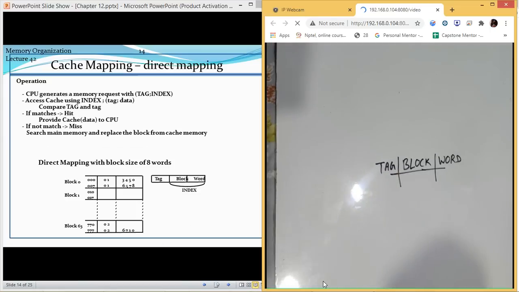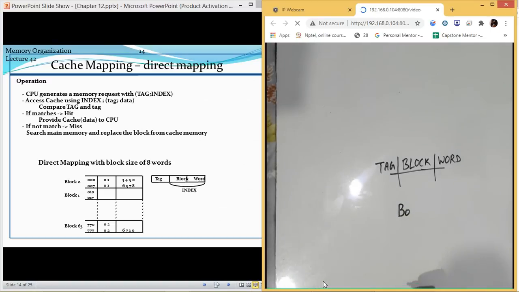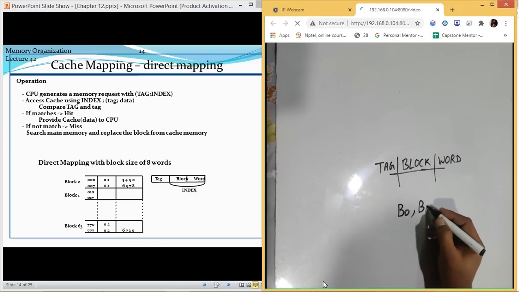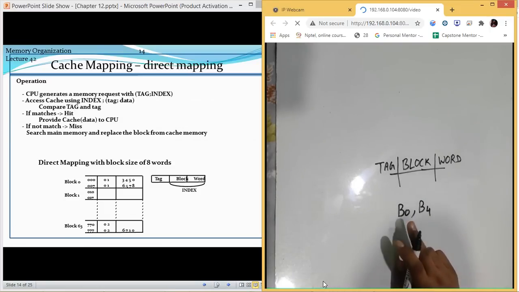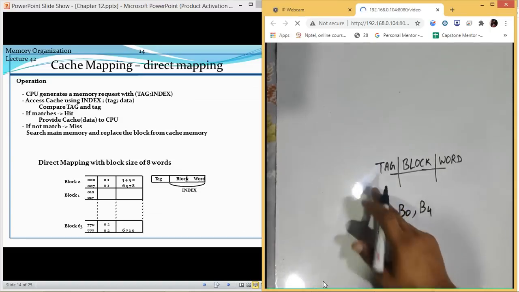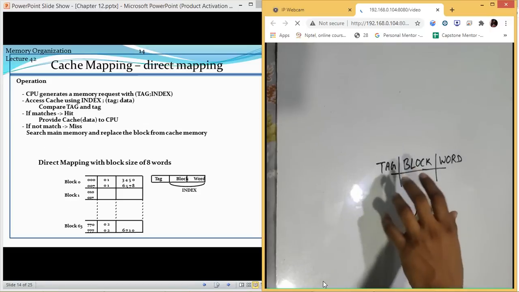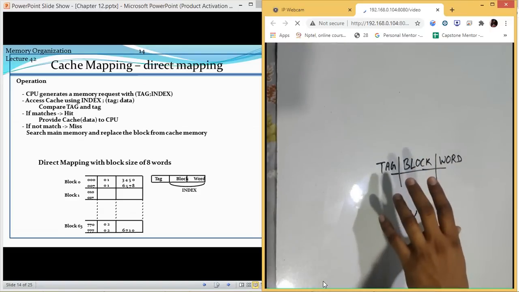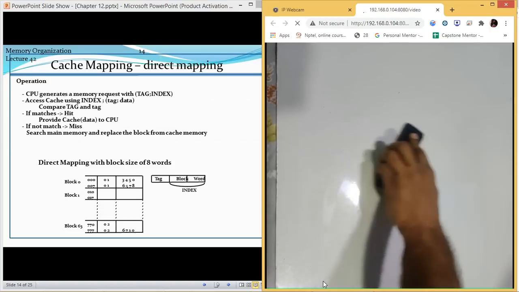If your memory was storing the block B0 and you required the data from block B4, it was not possible, because at one time either the B0 block or the B4 block will be there, since it is all related to your tag. So at one time only one block can be stored at a particular location inside the memory. That was a small problem with direct mapping.